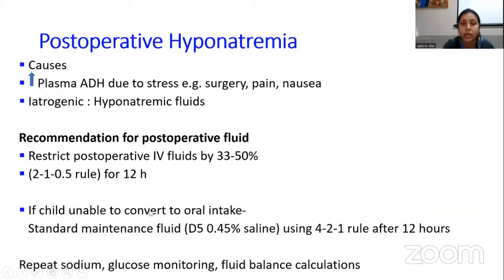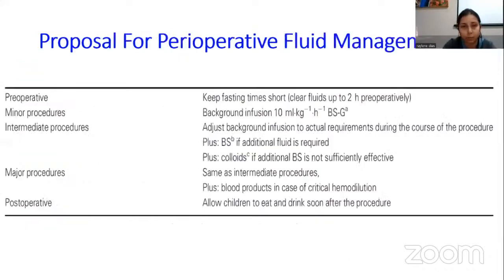After 12 hours, if the child is able to take orally, then well and good, you give him orally whatever he can take. The problem comes if the child is unable to take orally. So now here, you need to give your standard maintenance rate. You move back to your 4-1 rule after 12 hours, but you give 5% dextrose with half strength normal saline. And here you need to repeat sodium, glucose, and do your fluid balance calculations.